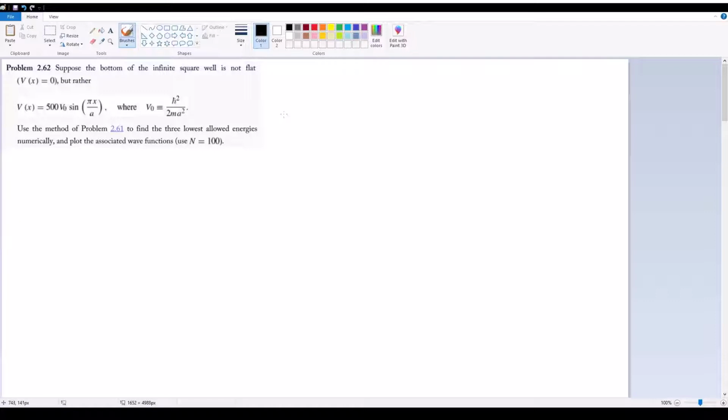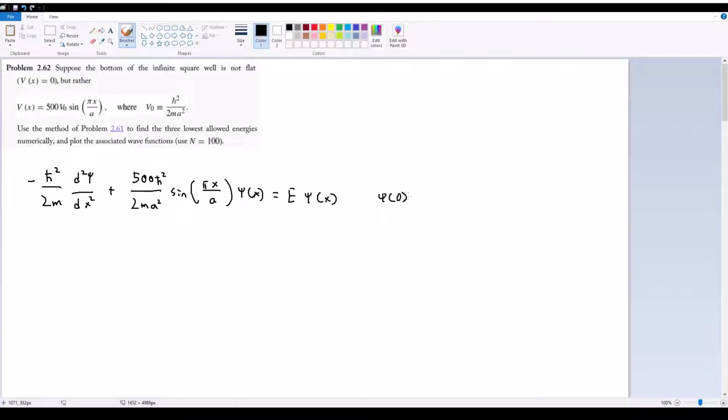So we have this non-zero potential, so because of that, our new Schrodinger equation is going to be negative h bar squared over 2m times the second derivative of psi with respect to x squared plus 500 times h bar squared divided by 2ma squared. And now this is multiplied by sine of pi times x divided by a multiplied by psi of x. And this is equal to our energy multiplied by psi. And then we have our boundary conditions, which is that psi of 0 is equal to 0 and psi of a is equal to 0.